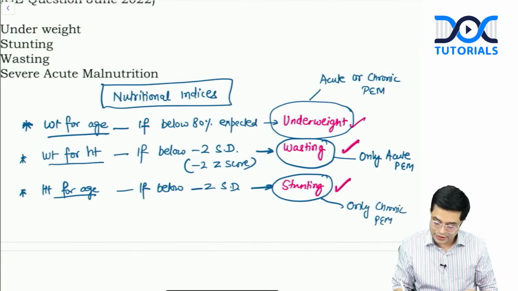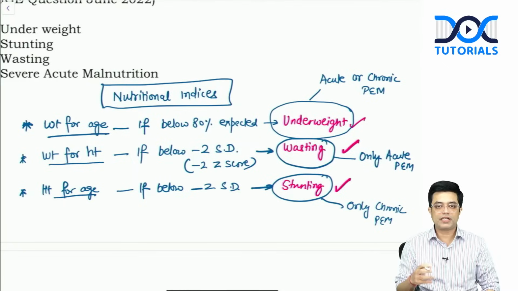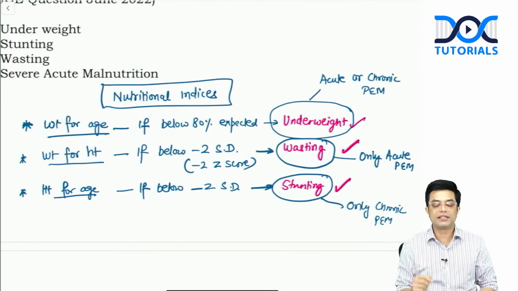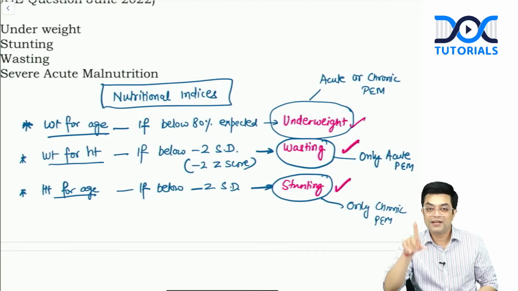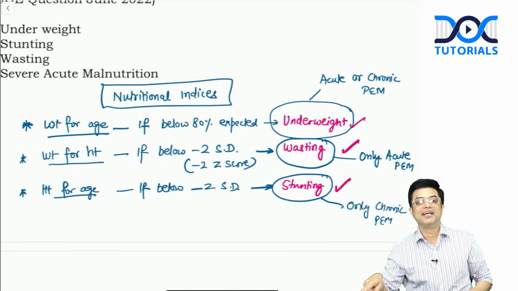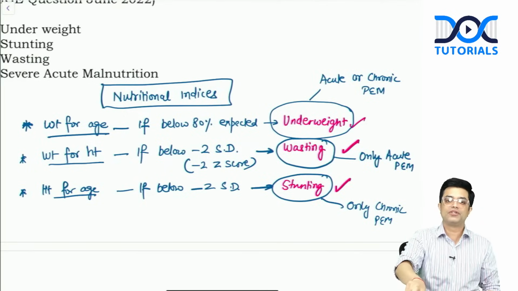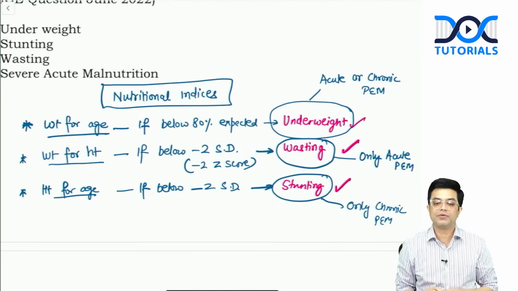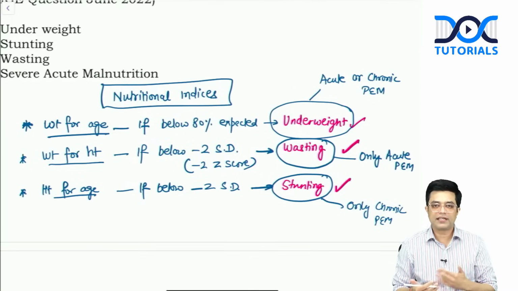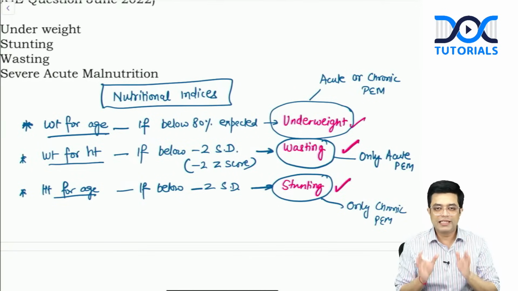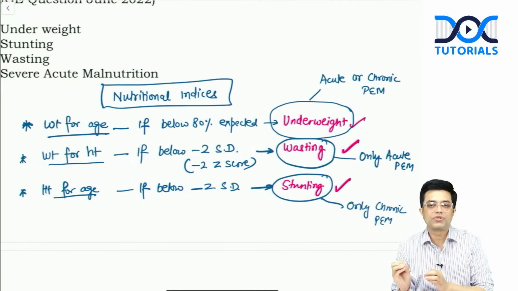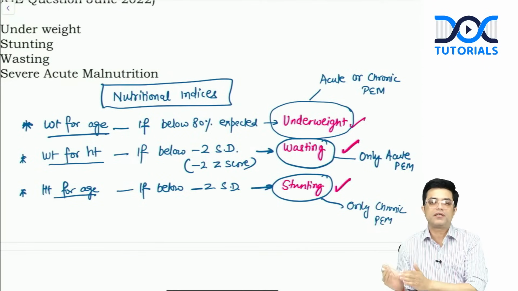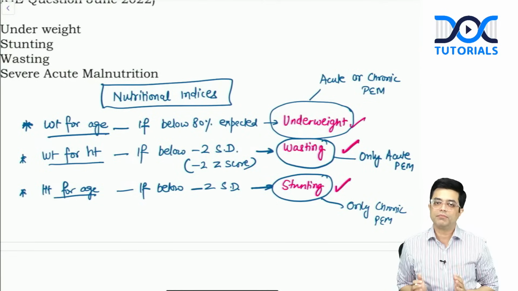So a child came, and the question says the child has both wasting and stunting at the same time. What is your likely diagnosis? The answer will be acute on chronic malnutrition. It was already chronic, and on top of that acute has also happened. So acute on chronic malnutrition. These terms seem confusing, but keep them simple. What cutoff are you using in which, and what is the interpretation of that? That is what you need to remember, end of the day, right?